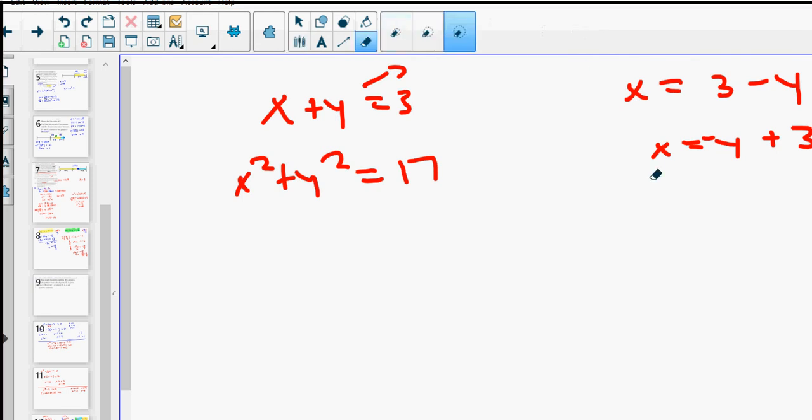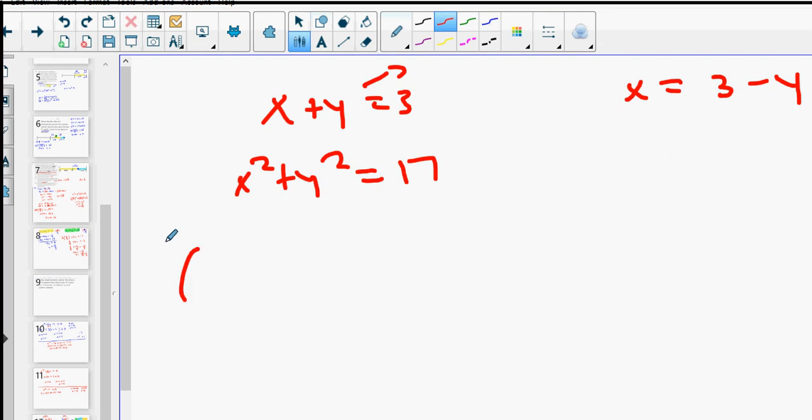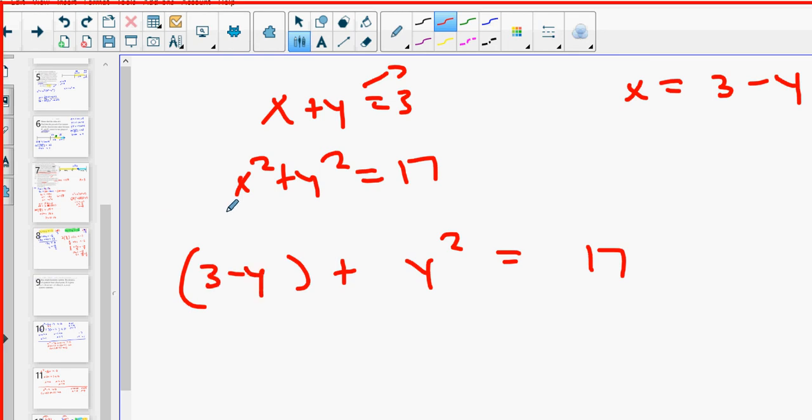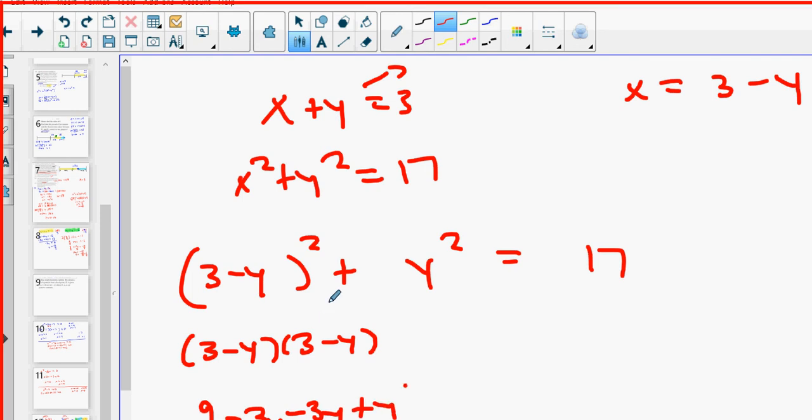Okay. What do we do next then, guys? Anywhere you see x, you sub it in with 3 minus y. And now all of a sudden you only have one letter in one equation. What does 3 minus y squared mean? Okay, 3 times 3, 9, minus 3y, minus 3y, plus y squared, plus another y squared.